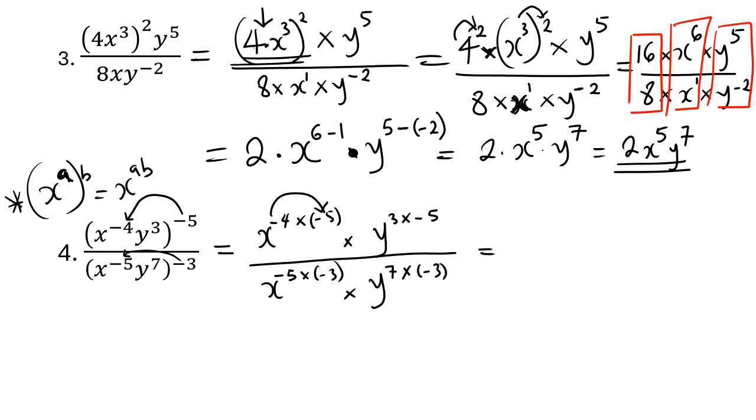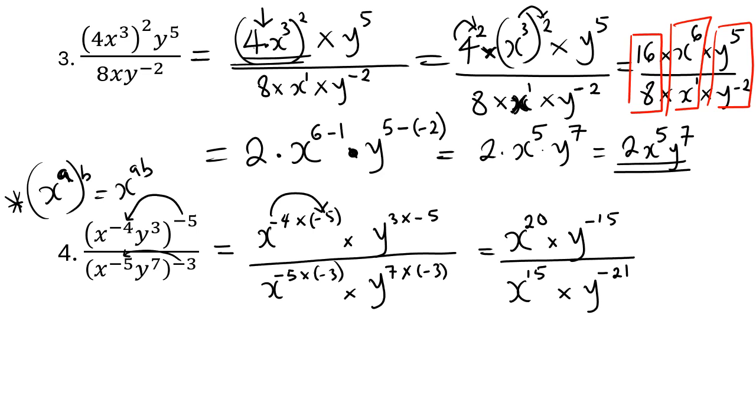Now negative 4 times negative 5 will lead to positive 20. Two negatives always give a positive. So you get positive 20. Times, you have 3 times negative 5, that's going to give negative 15, and you're dividing by, now you have negative 5 times negative 3, negative times negative is positive, that's going to give positive 15. Then times, I have 7 times negative 3, positive times negative is negative, so I get y to the negative 21. Cool. All right, we are almost done here.